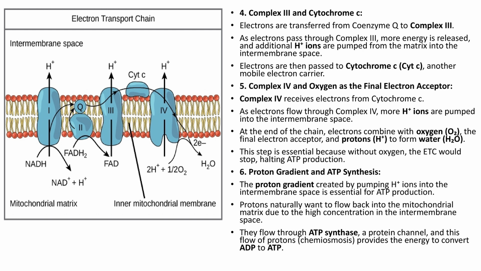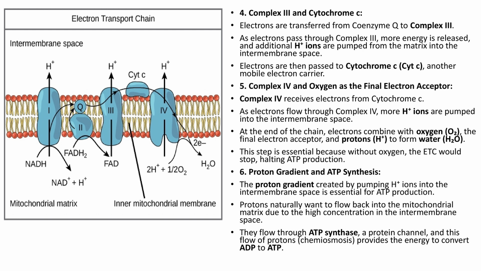Now, moving on to the chemiosmosis theory, proton gradient and ATP synthesis. The proton gradient is created by pumping H+ ions into the intermembrane space first, which is essential for ATP production.